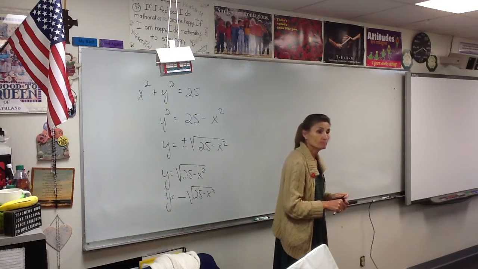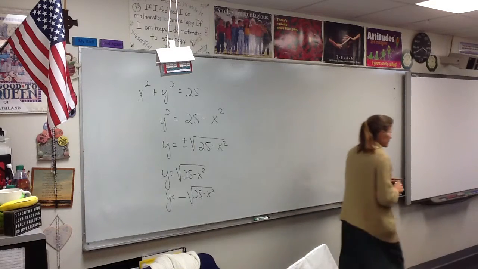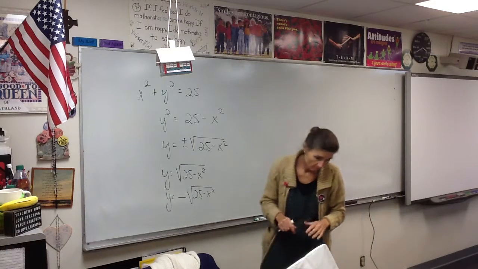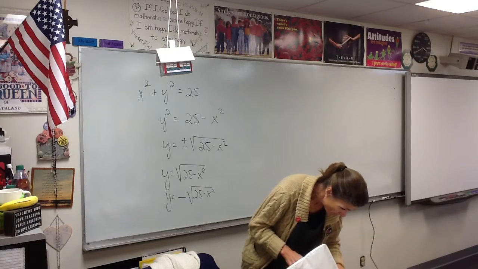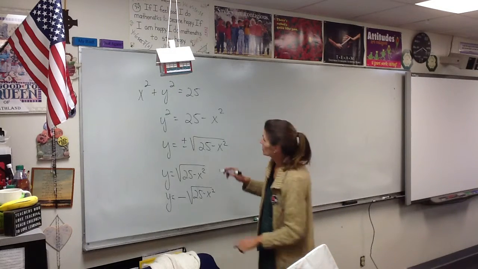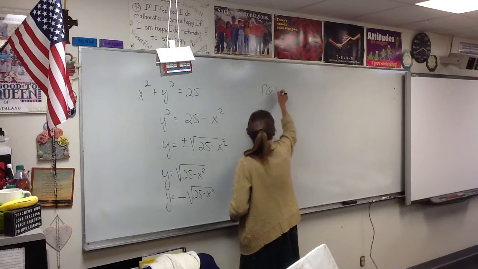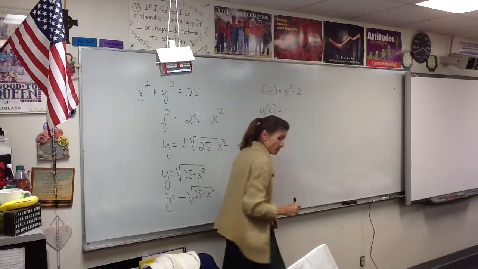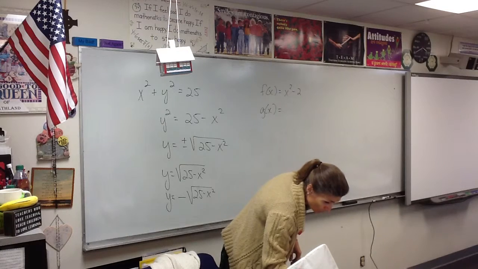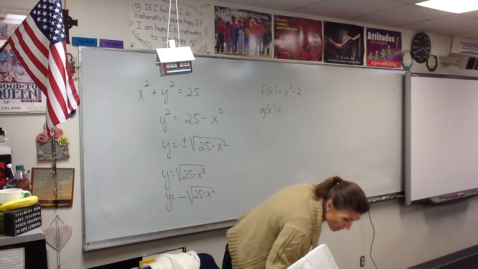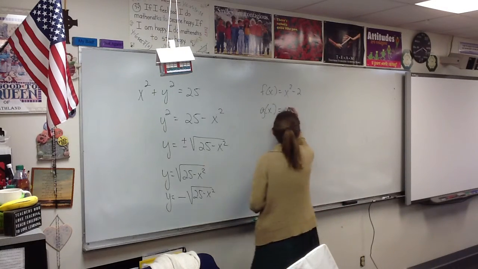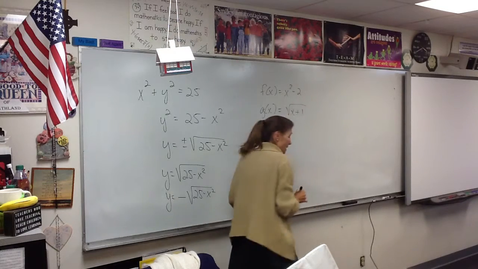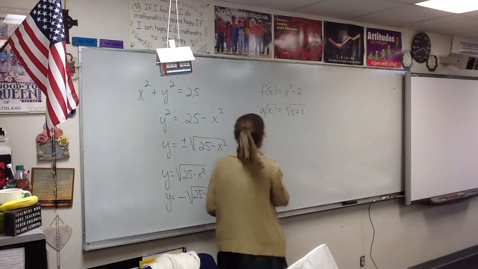Taylor? Can you please do 17? 17. F of x equals x squared minus 2, and g of x equals, not 1 over, just the square root of x plus 1. And I am supposed to find the compositions.